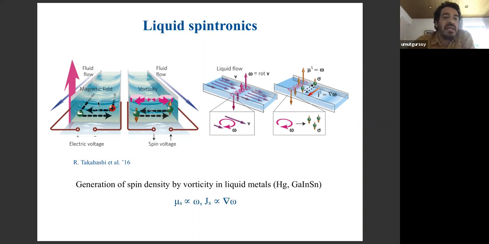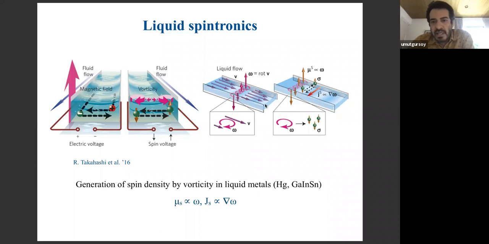And this is completely in analogy with how you would normally generate electric voltage in the presence of a magnetic field. So that's just Lorentz force. And here, instead of a Lorentz force, you are using a certain spin orbit coupling. Okay, so instead of the Lorentz force, this couples the vorticity to the spins of the particles.